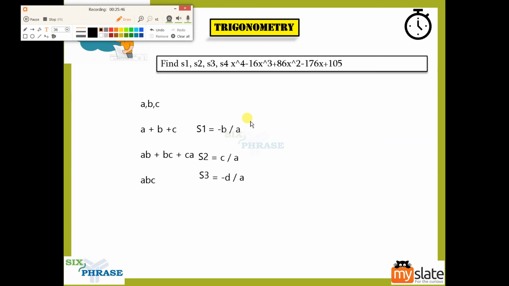But look at the question. In the question they are asking you to find S1, S2, S3, S4 because the given equation has power 4. If it has a power of 4, what does it mean, guys? It means we have 4 summations possible. So we'll see how 4 summations are possible. So a, comma b, comma c, comma d.